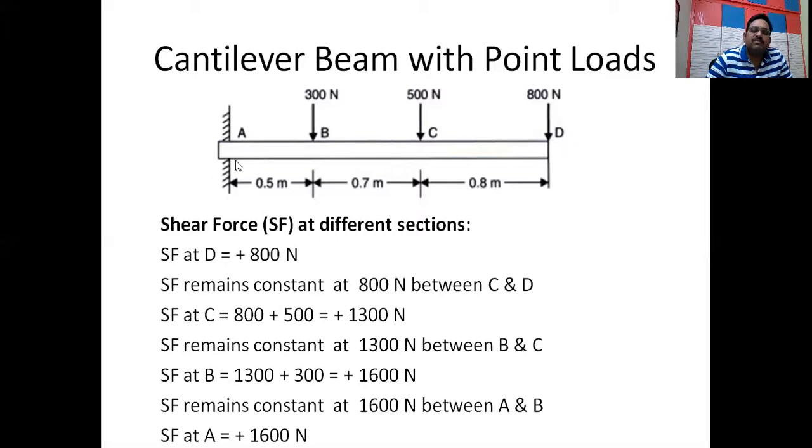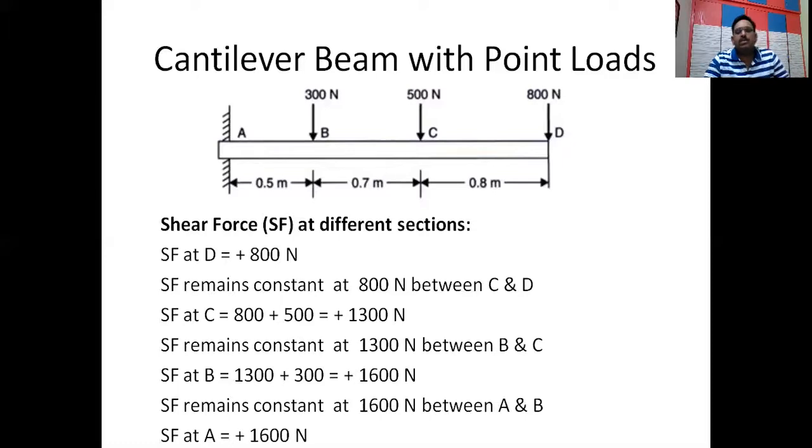If you want to calculate the total of these three forces, it will be the reaction. To the left side, if you want to take, you have to take this reaction. To the right side, if you want to take, you have to take all these things. So we are talking about the right side only. Therefore, shear force at A will be plus 1600 Newtons because all the forces to the right of A are acting downwards. This is what a shear force is.